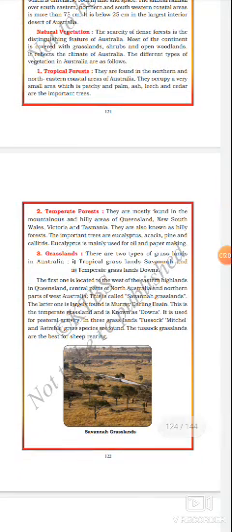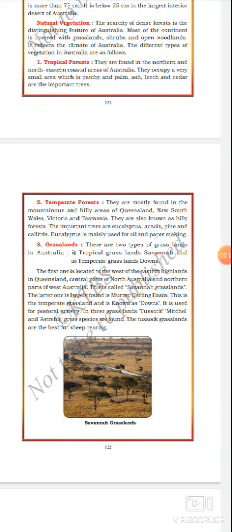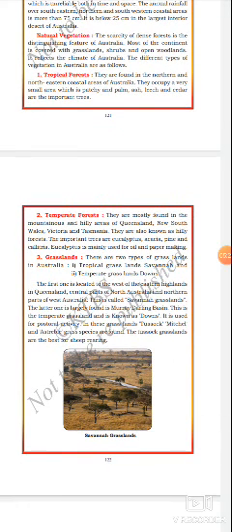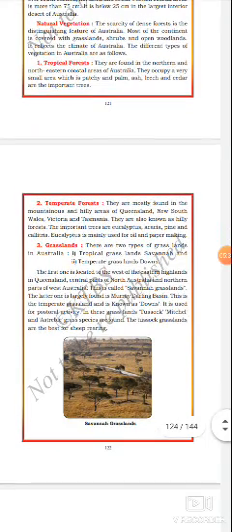Let us see now natural vegetation. The scarcity of dense forest is the distinguishing feature of Australia. Most of the continent is covered with grasslands, shrubs, and open woodlands. Shrubs, what we call in Kannada podegadu. It reflects the climate of Australia.